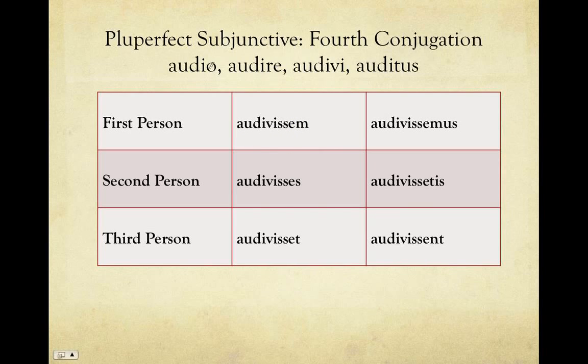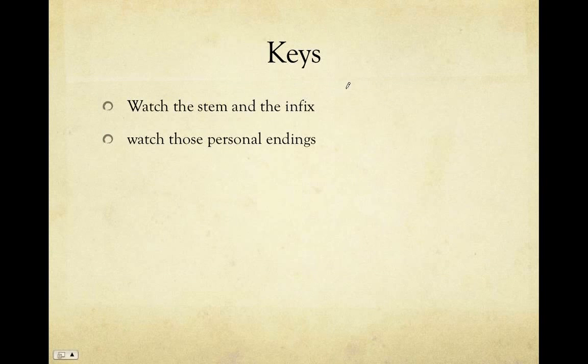And here, if we look at audio, a fourth conjugation verb, audio, audire, audivi, auditus, we're going to take our third principal part, our perfect stem. There it is, our infix, and the personal endings: audivissem, audivisses, audivisset, audivissemus, audivissetis, audivissent. So the keys here: there are no stem changes to watch for. The imperfect, the pluperfect, and the perfect subjunctive are all formed the same way regardless of conjugation, regardless of whether it's an irregular verb or not.